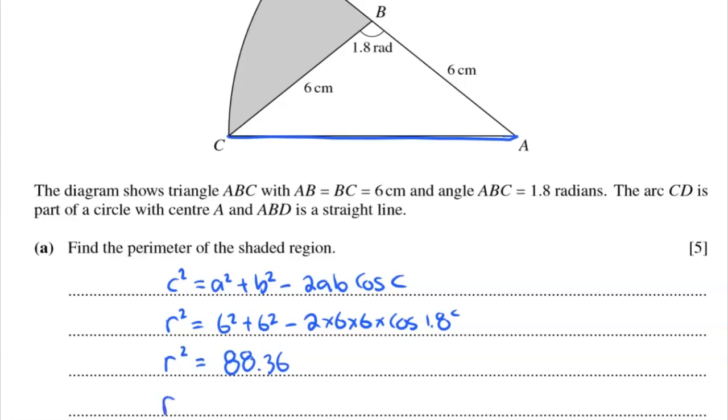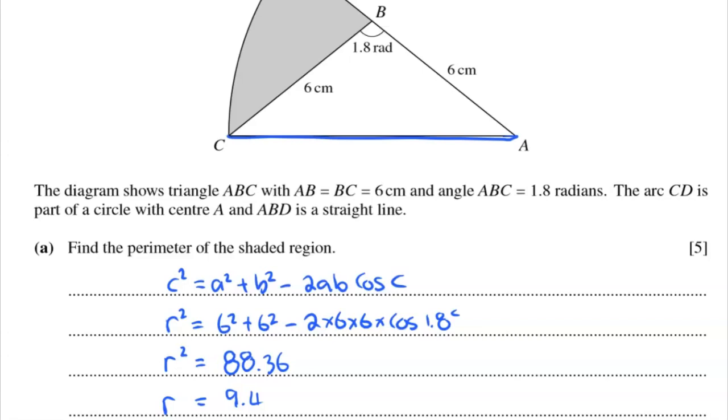So r is the square root, and that's going to be around about 9.40. Because this number is irrational, the decimal goes on forever. Don't use 9.4, store the number in your calculator and use the stored number whenever you need to use the radius. Okay, what else do we need?